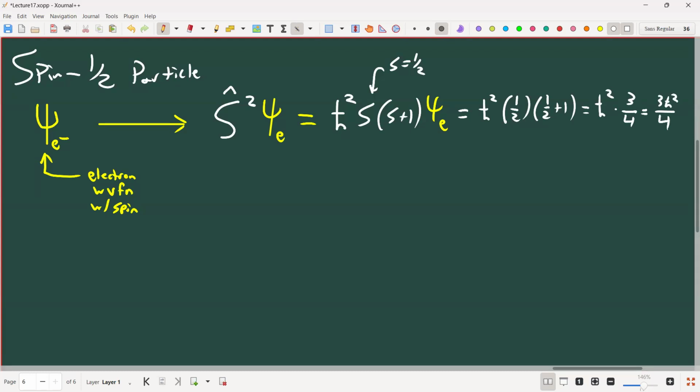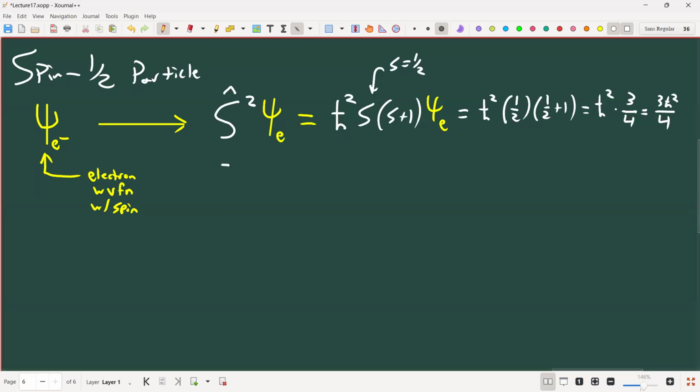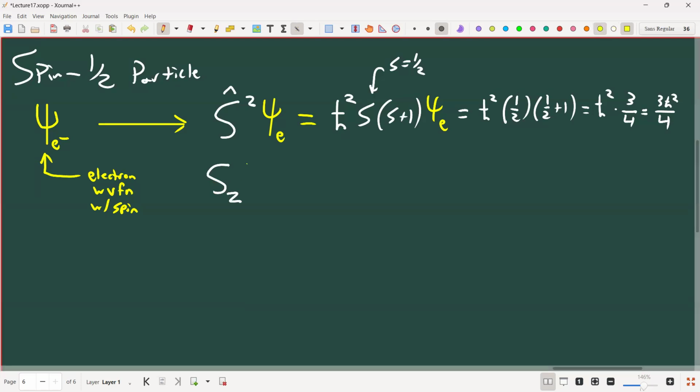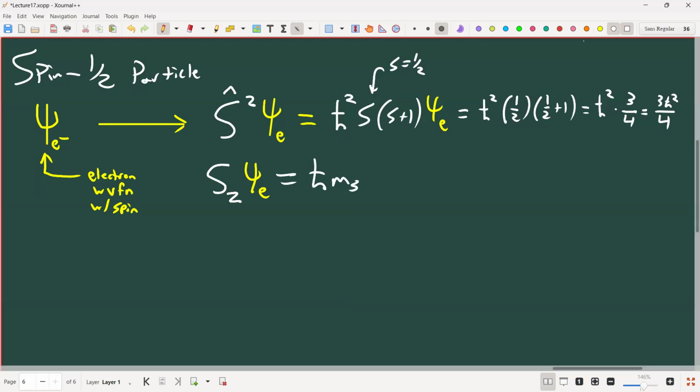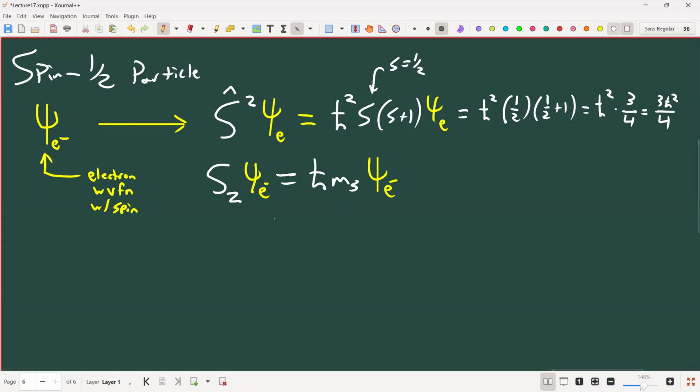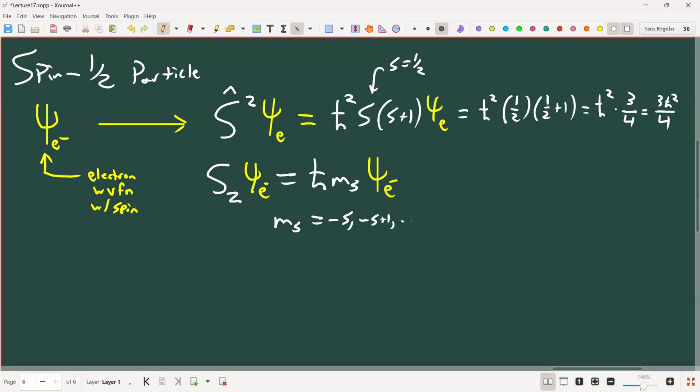The more interesting thing is the result of S_z. How many stable orbits, if you will, spin orbits, do you have? S_z tells us something about the multiplicity, how many possible orientations. So when we apply S_z to psi_e, the electron wave function, we get ħ m_s times psi_e, and m_s can be anything between minus s, minus s plus 1, up to s minus 1 and s. But s is 1/2.